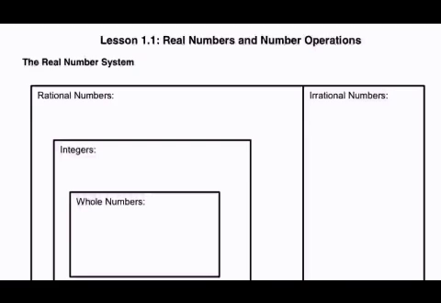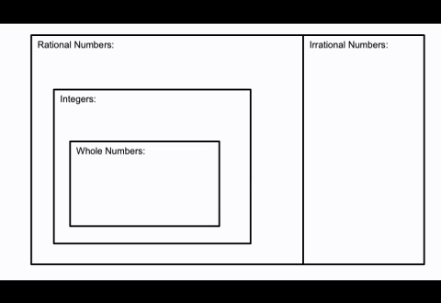These are the notes for lesson 1.1, real numbers and number operations. There are two different sets of numbers, the real number system and the imaginary number system. We're going to talk about the imaginary number system later on in the year, and right now we're going to focus on the real number system. This should be something that is familiar to you. Real numbers are made up of rational numbers and irrational numbers.